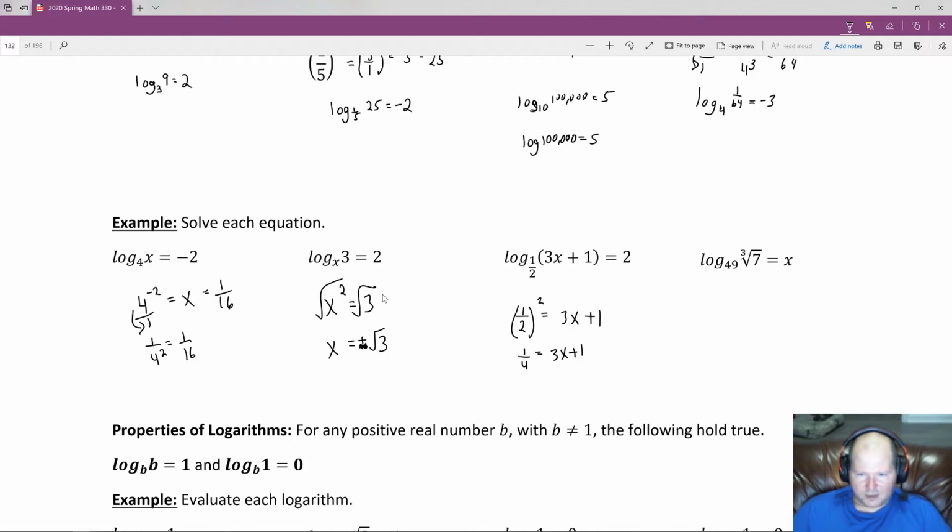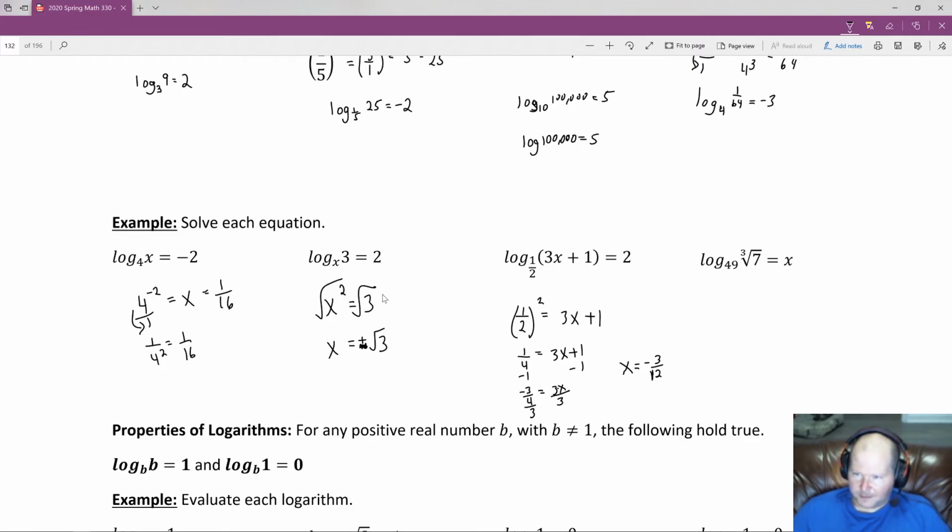All right, so we want to get all the variables on one side, all the constants on the other. So minus 1, minus 1. 1/4 minus 1 is negative 3/4 is equal to 3x. Then we undo the multiplication of x by 3 by dividing by 3. And whatever we do to one side, we do to the other. So we divide that by 3. And we end up with x is equal to negative 3/12. Oops, 3/12.